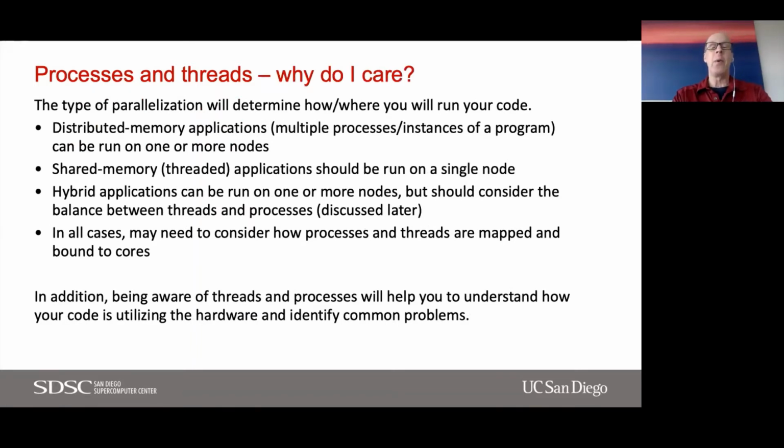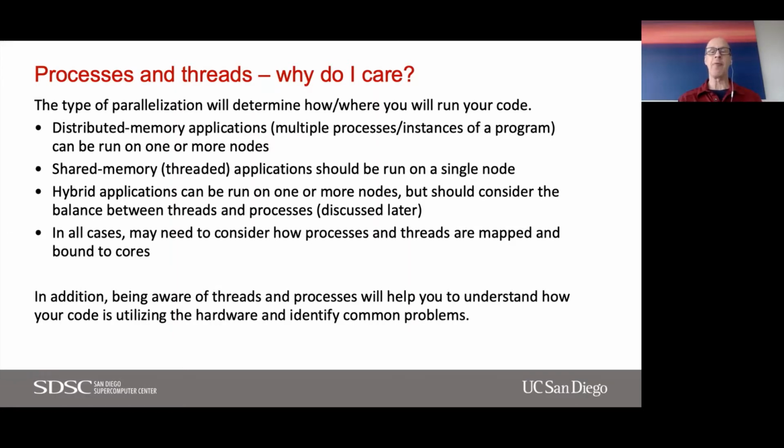So why do we care about processes and threads, especially if you're an end user of supercomputers and you're not going to be developing your own code? Distributed memory applications, so multiple processes or instances of the program, can be run on one or more nodes. So if you want to get the maximum scalability, you're going to have to go to processes. Shared memory applications should be run on a single node. You're not going to get any performance benefits by going across multiple nodes.